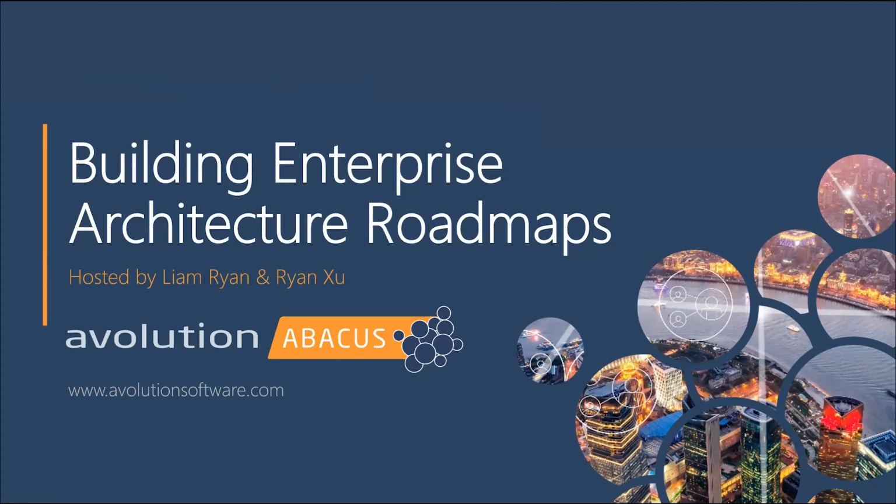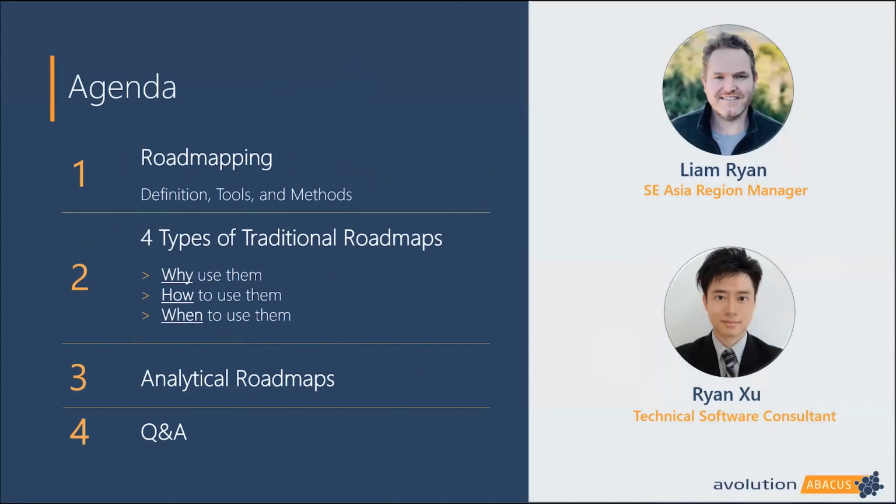So kicking off, quick agenda. We'll be looking first off at the overall concept of road mapping, certainly the definition that we have, different tools and methods that we might be able to use to do road mapping. We'll then take a look at what we call the traditional roadmaps, and you may have seen these in previous Avolution webinars. We have had these around for some time, and of course they might align with ones that you've seen out there from other sources as well.